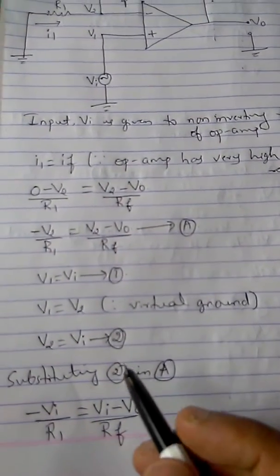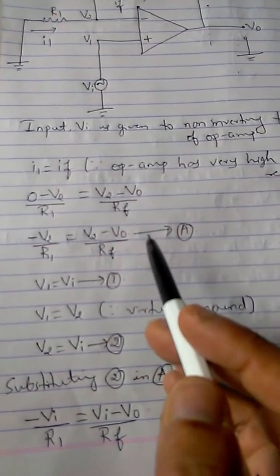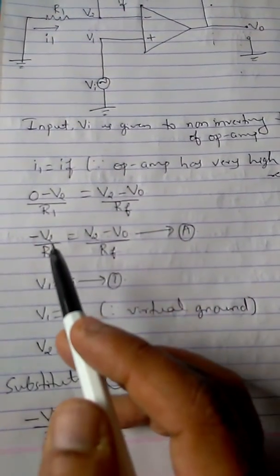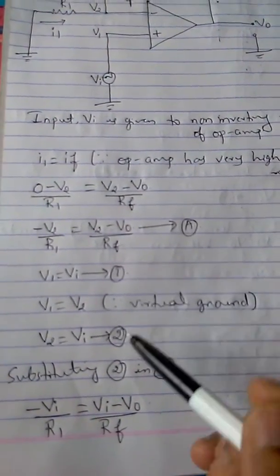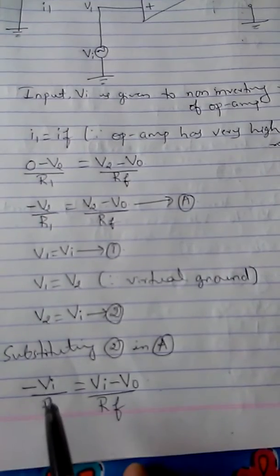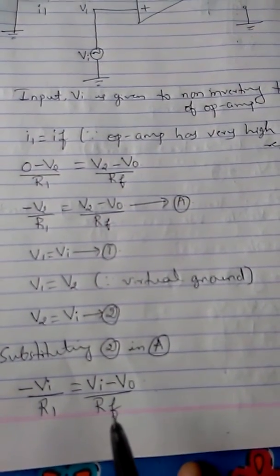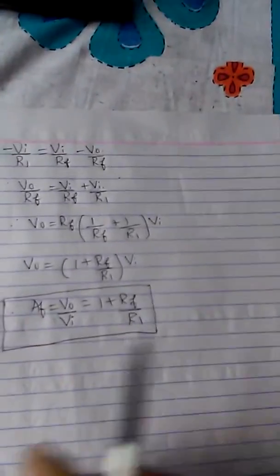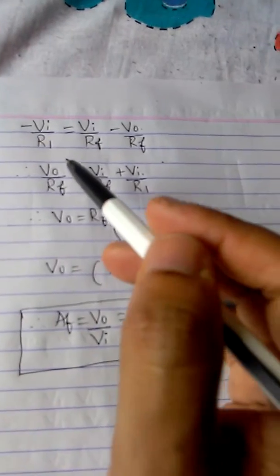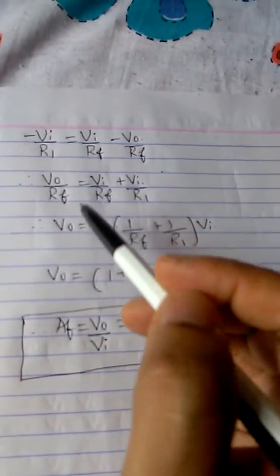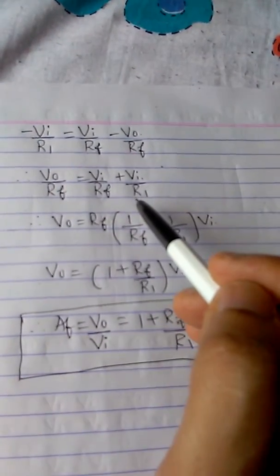Next what I am doing is I am substituting equation number 2 in equation number A. Means in equation number A, wherever V2 is there, I am replacing this V2 by Vi. Then I'll be getting this equation, minus Vi by R1 equal to Vi minus V0 by RF. So next I'm just simplifying this, means I want expression for V0. So V0 by RF equal to Vi by RF plus Vi by R1.